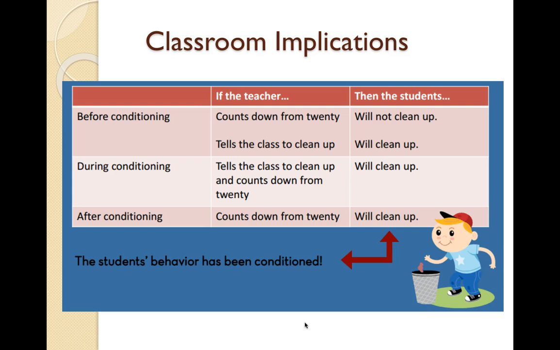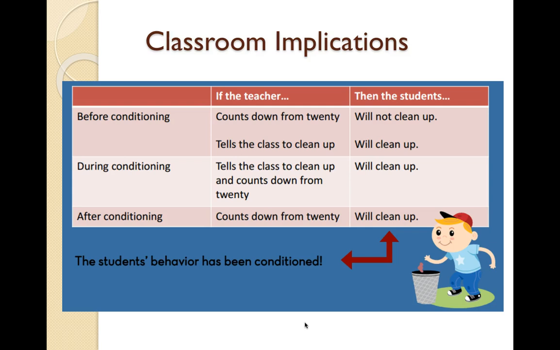So during the conditioning process, what you as the teacher would do is tell the class to clean up, and then you start counting down from 20. And then your students will clean up. We do this over and over again until they get into the routine. Continue that repetition, doing this multiple days in a row, until your students are finally conditioned to the point where all you have to do is start counting down from 20 and your students will clean up. Their behavior has been conditioned.